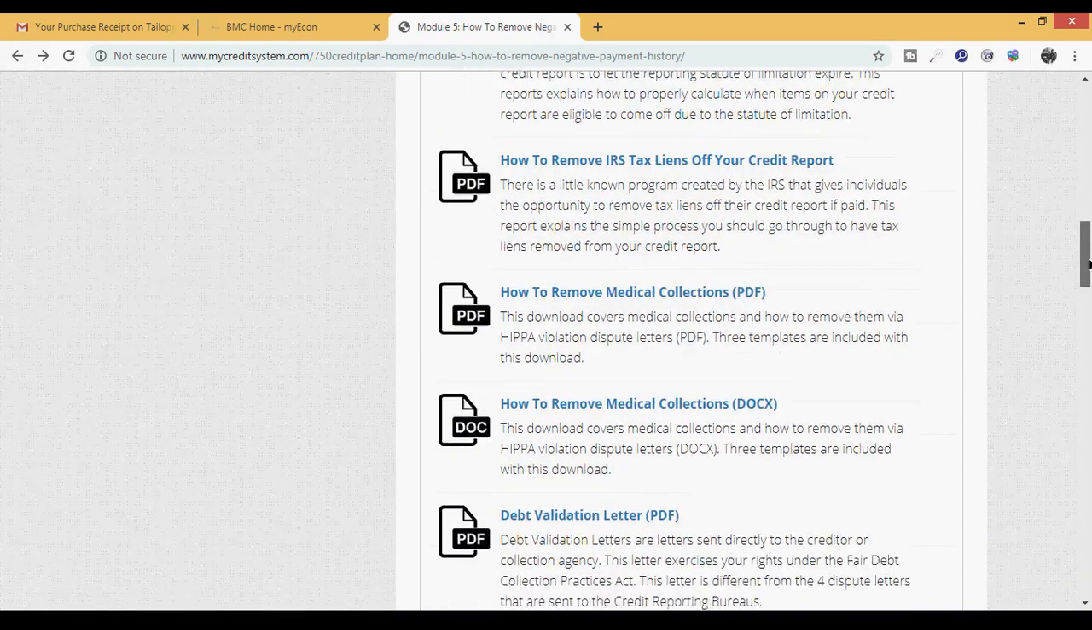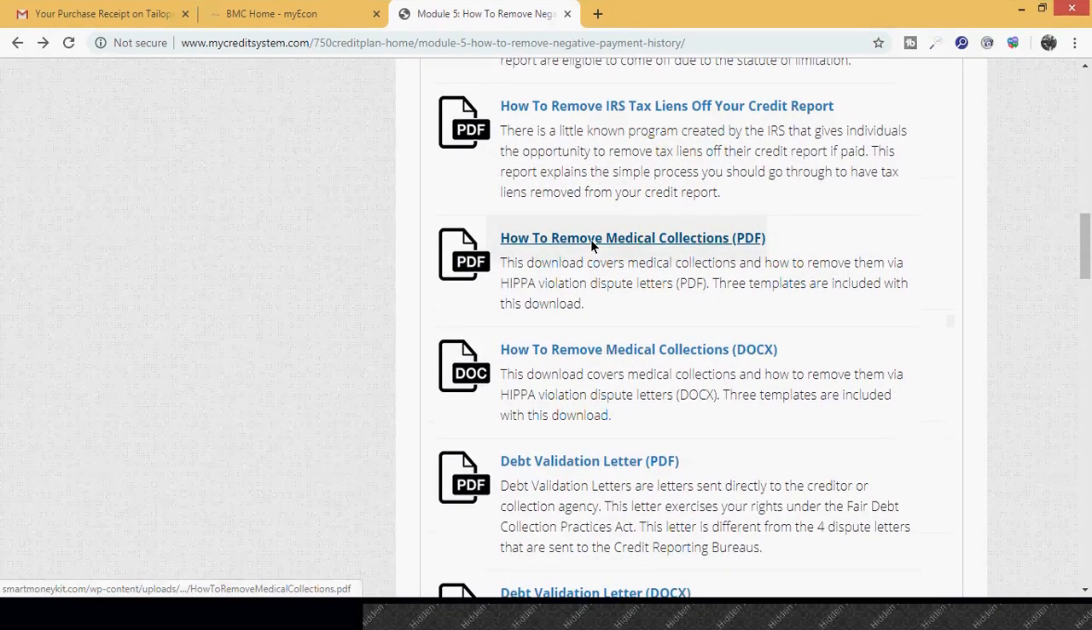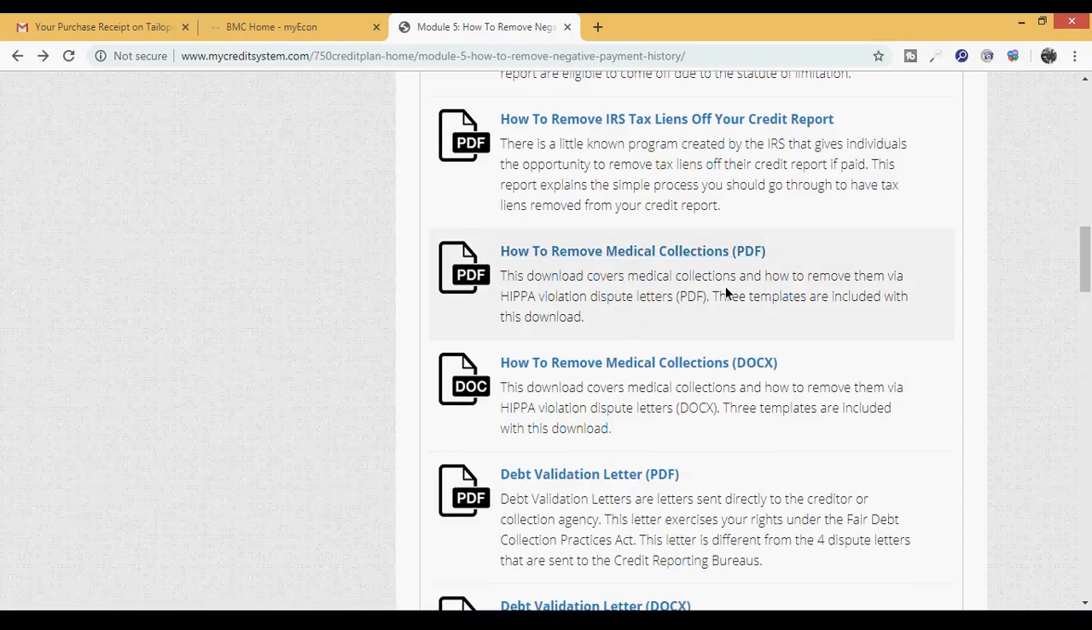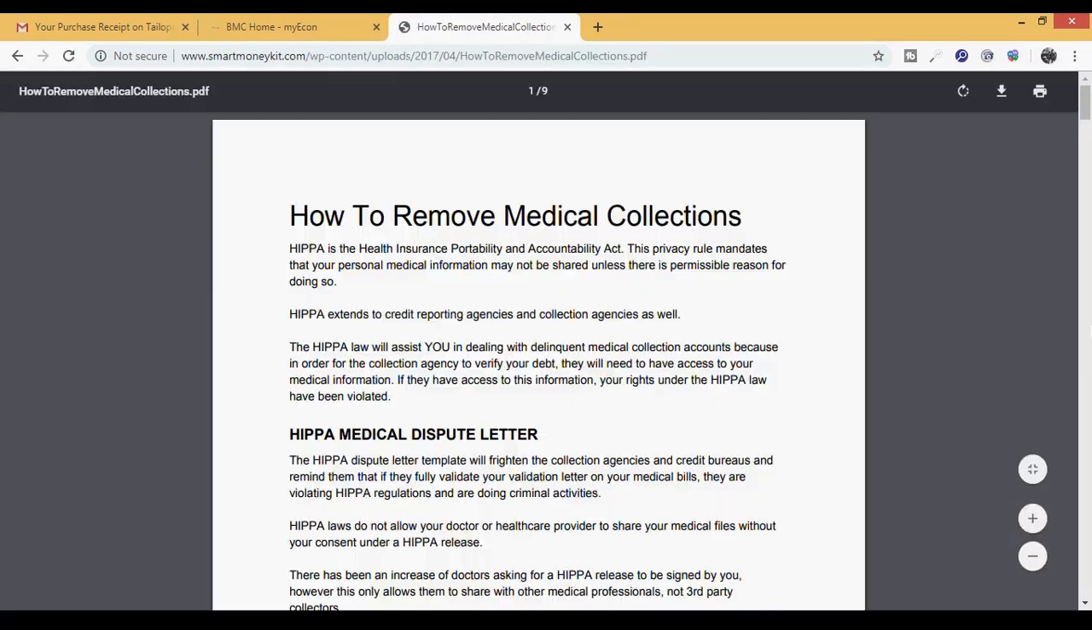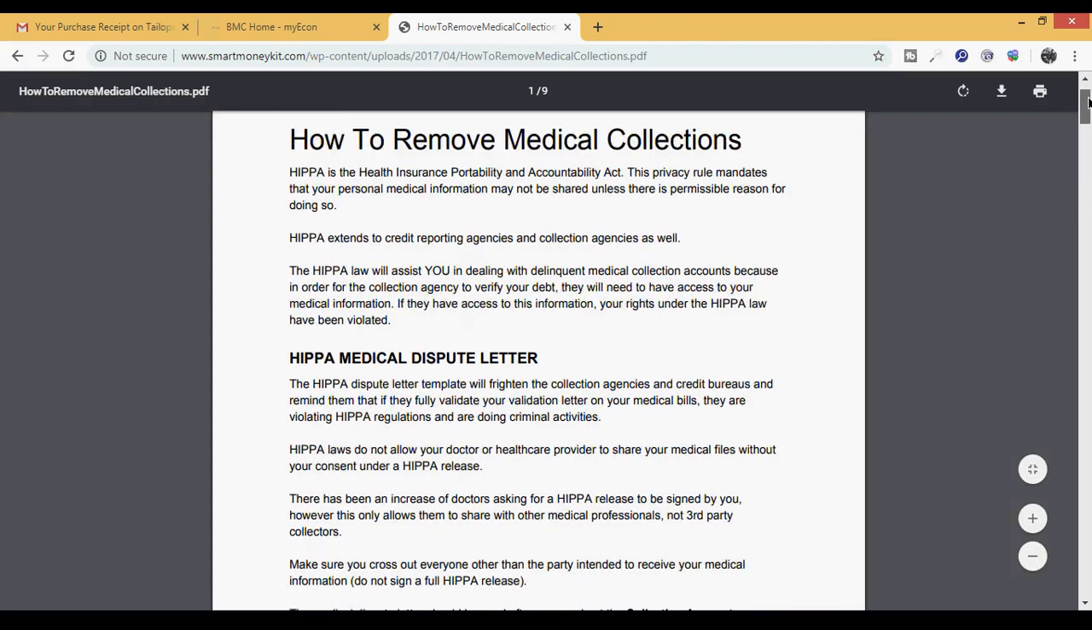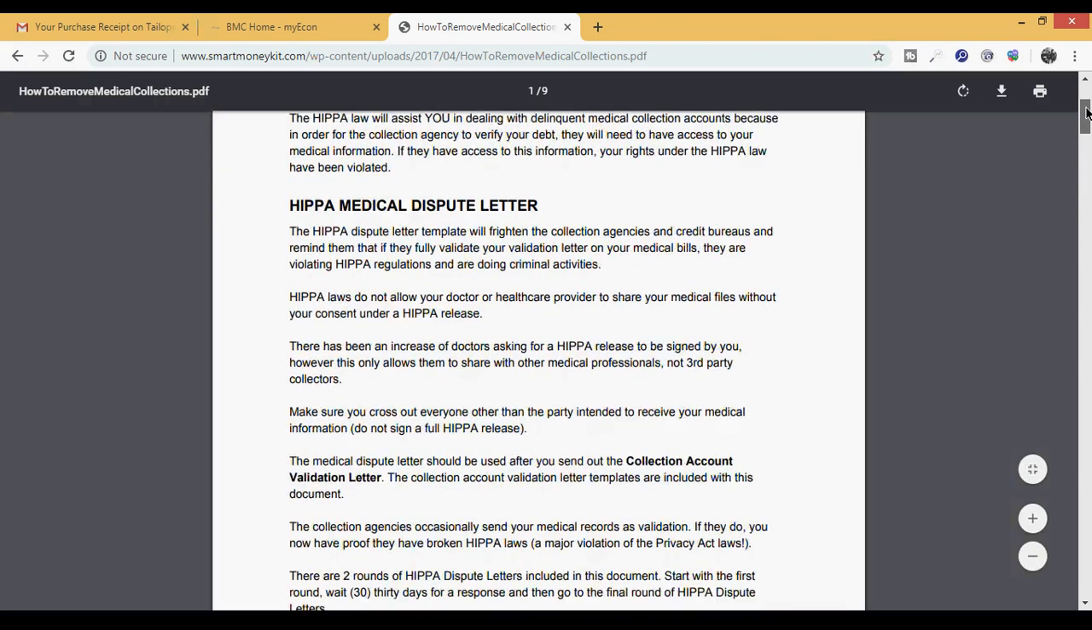What I want to elaborate on a little bit, because this is something that people deal with, is how to remove medical collections. So this download covers medical collections and how to remove them via HIPAA violation dispute letters. And 3 templates are included with this download. They have 3 different templates in here, but the main thing I want to point out is that sometimes you have to fight for the medical collections to be removed off of your report.